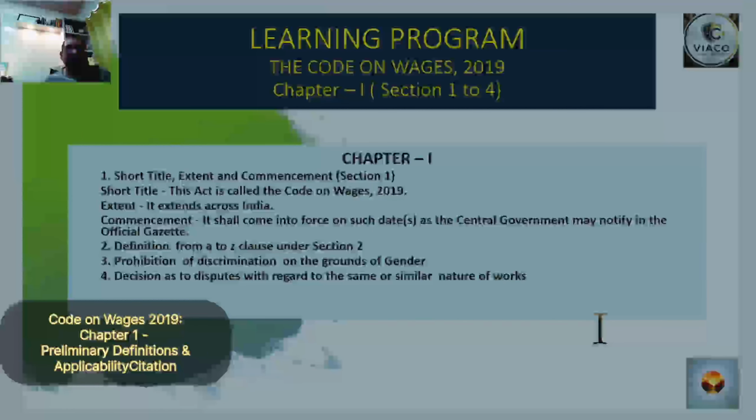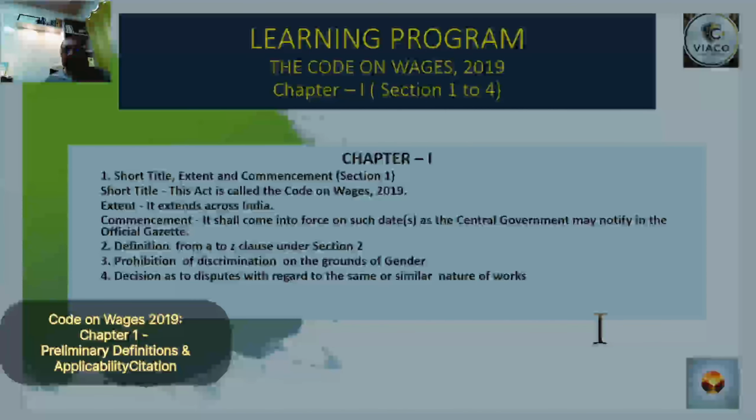Chapter 1 talks about the title, extent, and commencement, and then we may move on to the definitions from A to Z clauses under section 2. Definitely it will give you more idea, because this is very important to understand before we start any other understanding of the law. Then prohibition of discrimination on the ground of gender, section 3, we may give some idea of how it will move. Then we discuss decisions on disputes with regard to the same or similar nature of work.